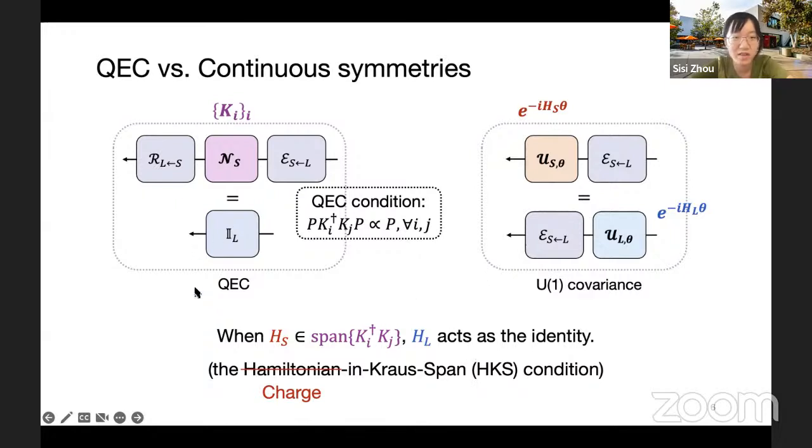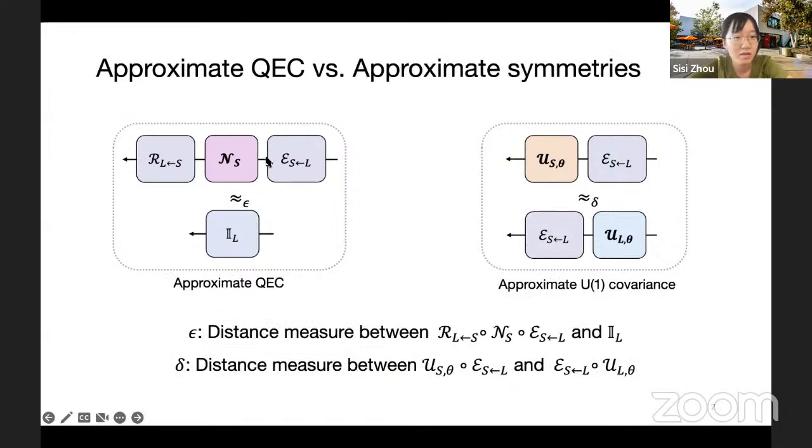And since we cannot simultaneously have a good error correcting code and an exact covariant code, we are going to consider the approximate case. So we will use two different parameters, epsilon and delta, to quantify the degree of error correction and the degree of U1 covariance. Epsilon is going to be the distance between this error corrected noisy channel and the identity operation. In particular, we will use the purified distance, and we are going to minimize the distance over all possible decoding channels to find the optimal decoding channel.